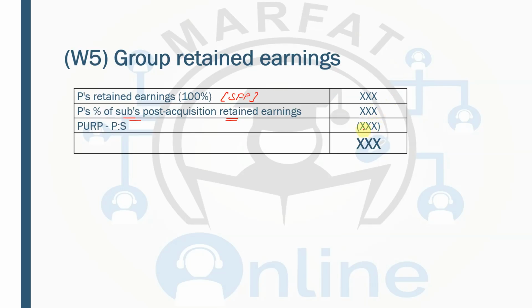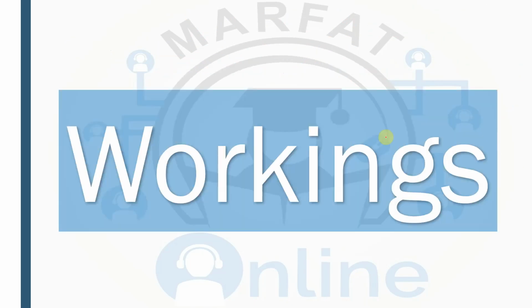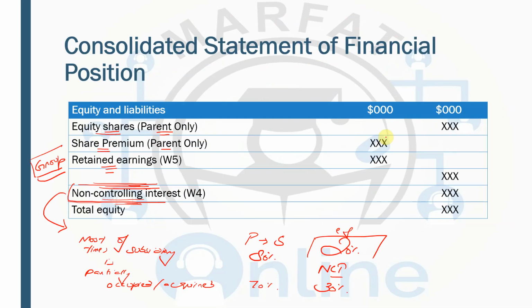And then you deduct the unrealized profit from it if the parent is the seller. Remember this, if the parent is the seller. If the subsidiary is the seller, it is going to be deducted in working number 2. If the parent is the seller, it is deducted in working number 5. And then it gives you the group retained earnings, which you're going to take within the equity section of the consolidated statement of financial position. You see here, this is working number 5, and this NCI figure is coming from working number 4.